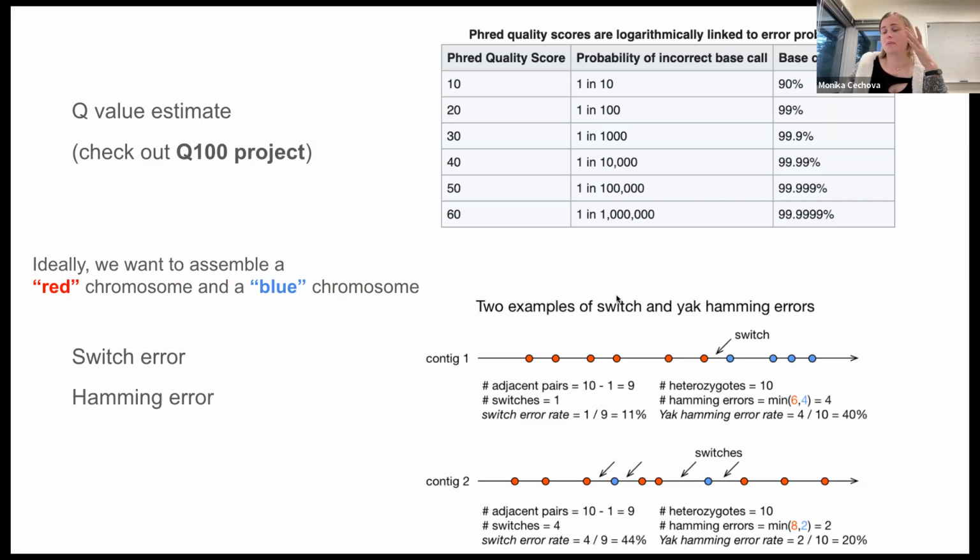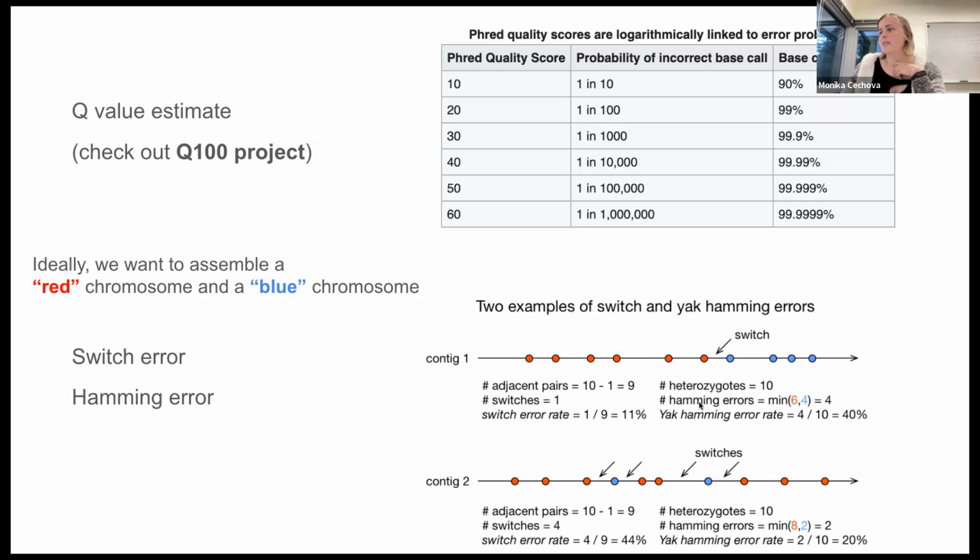And also in terms of phasing and getting the maternal and paternal chromosomes, we are trying to get a red chromosome and a blue chromosome, but of course things don't always go well, and we can make different types of errors. So for example, here I just want to introduce switch error and Hamming error. Imagine that this contig should only be red. It should only have red markers. But you can see that probably two contigs got joined together that should not have been joined, or something like that happened. And you can see that you're switching from red to blue. And so that means that your switch error will increase.